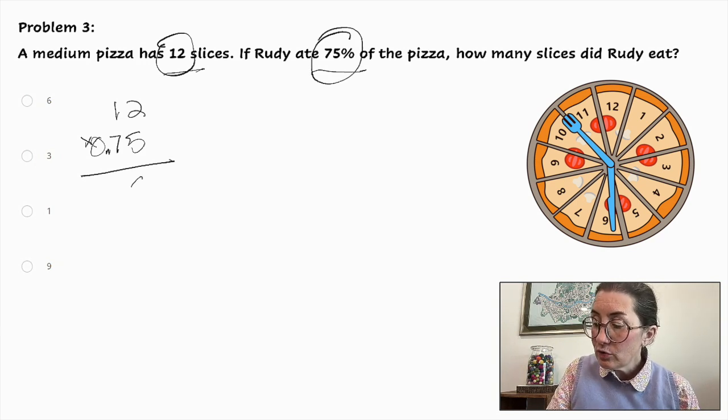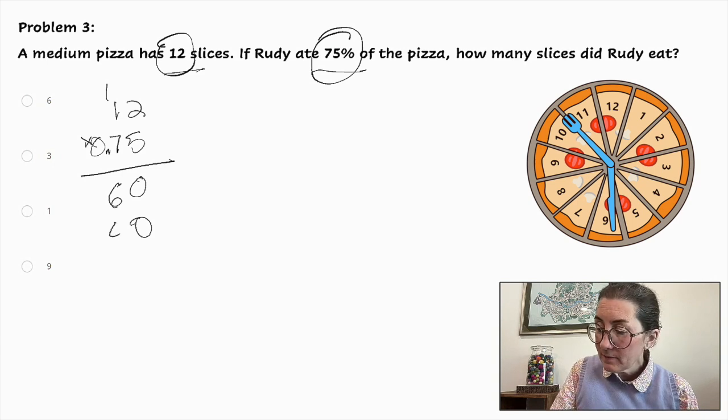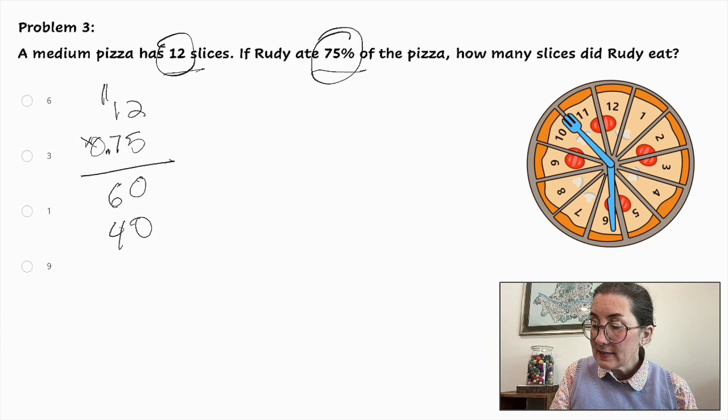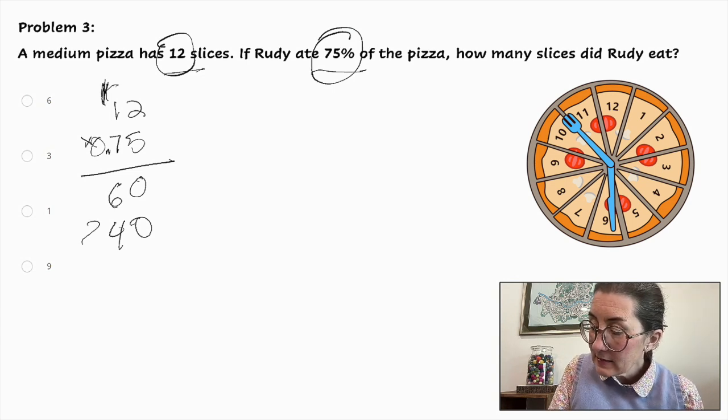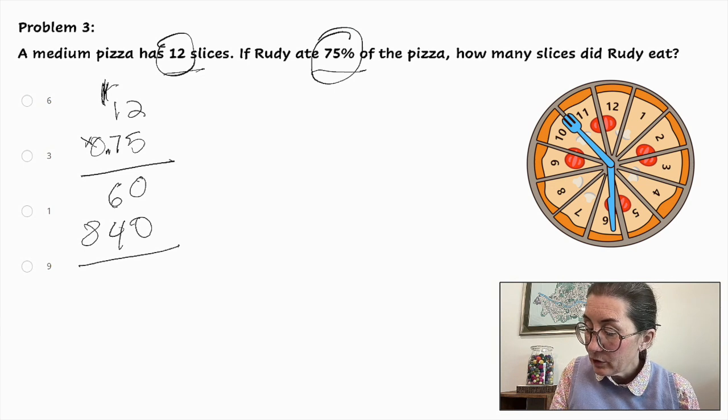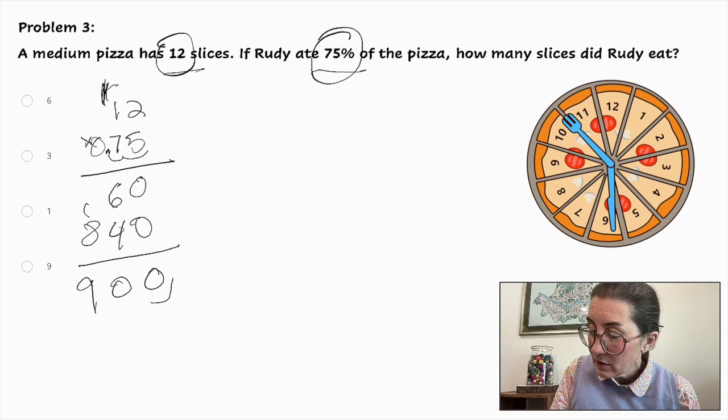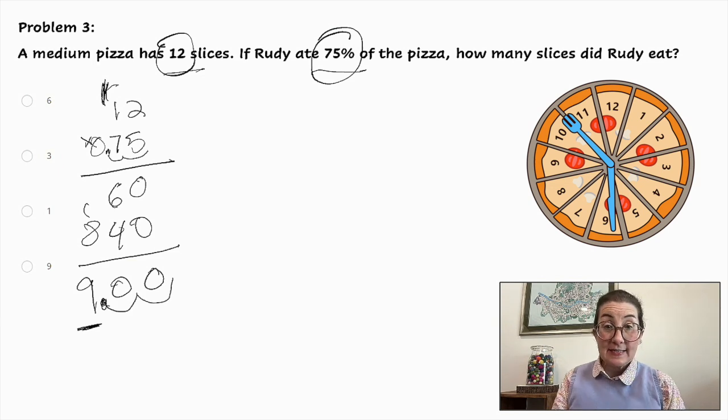5 times 2 is 10. 5 times 1 is 5, plus 1 is 6. 7 times 2 is 14. 7 times 1 is 7, plus 1 is 8. And we add those up. 0, 10, 9. We've got 2 decimal places here. So the answer we get is 9.